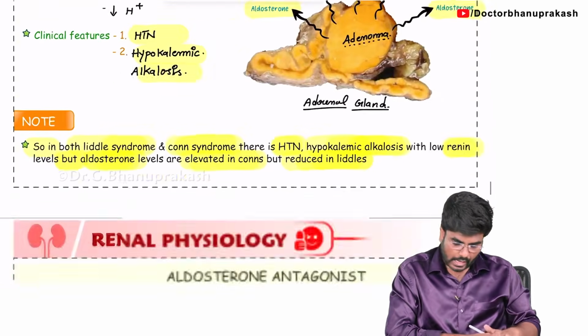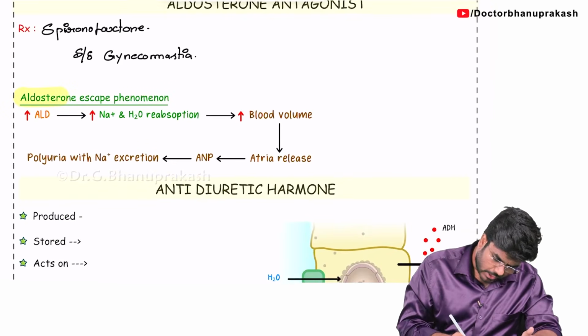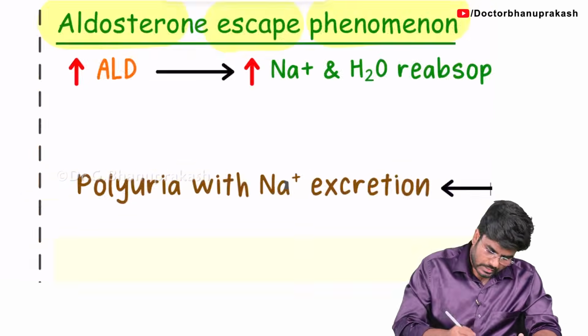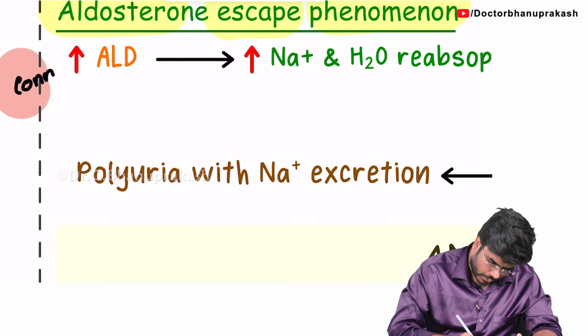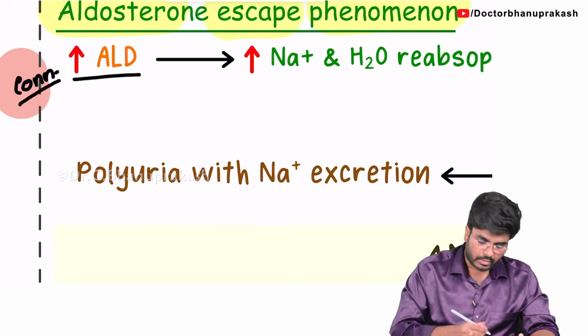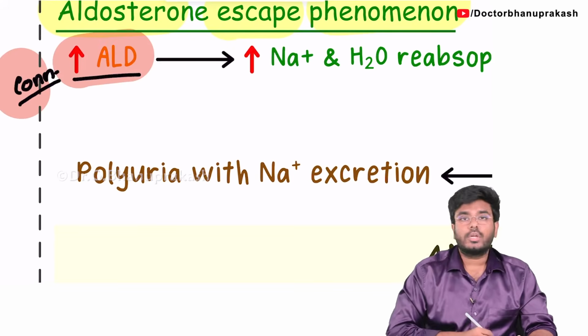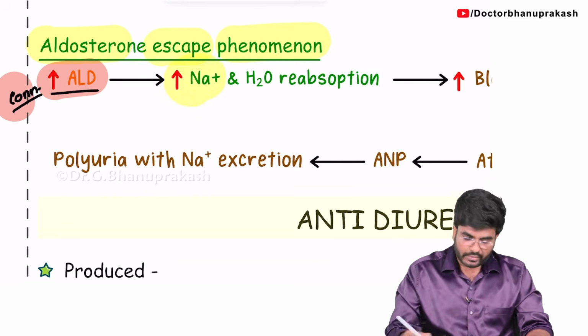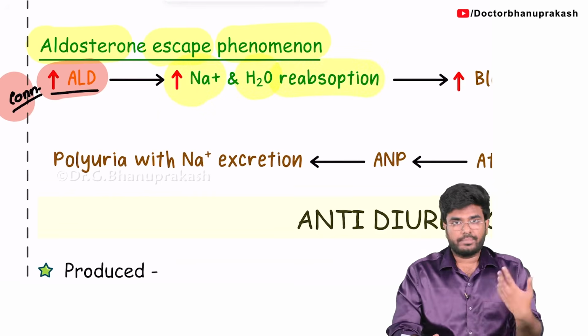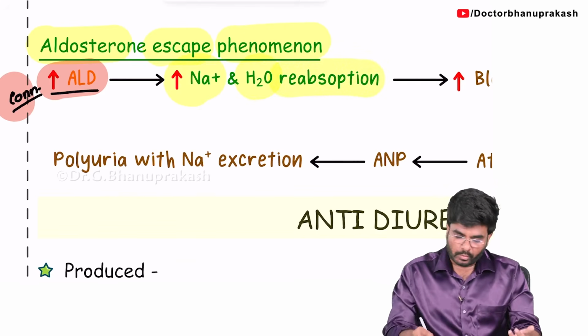The reason is the aldosterone escape phenomenon. What is this aldosterone escape phenomenon? Let me tell you. Let's say Conn syndrome. In Conn syndrome, there is more aldosterone. What will aldosterone try to do? It will try to increase your sodium levels, and increase the water reabsorption because of the sodium. More water can be reabsorbed, so there can be more blood volume.